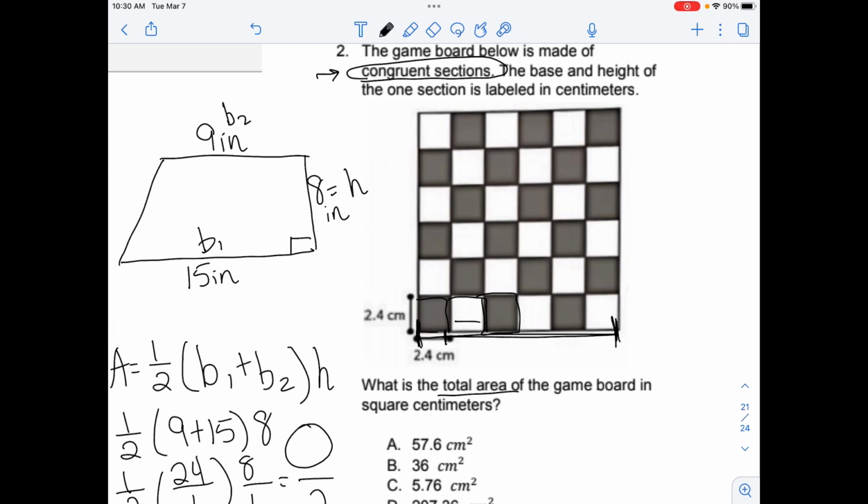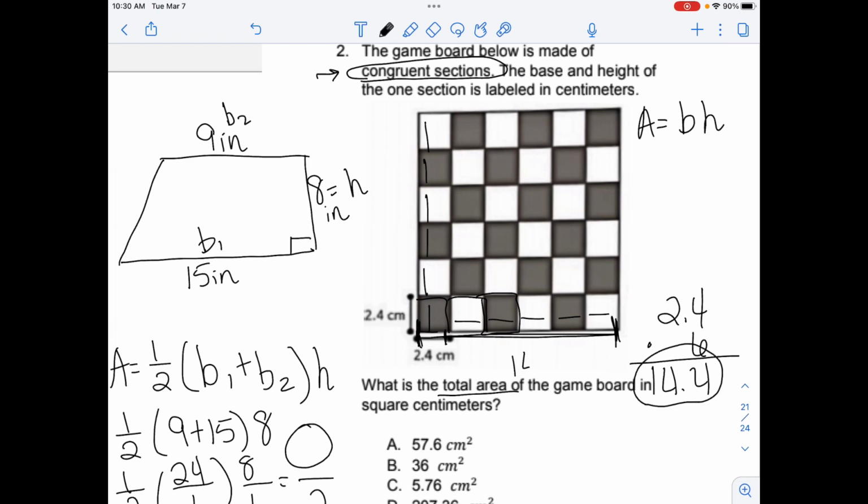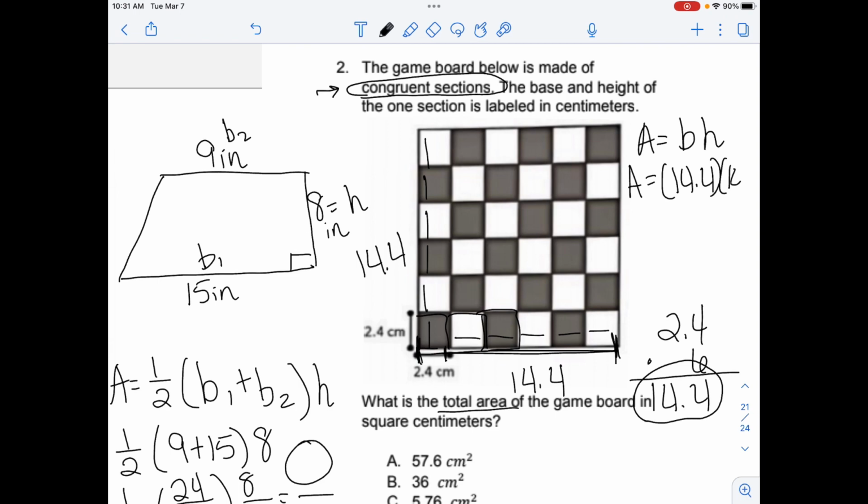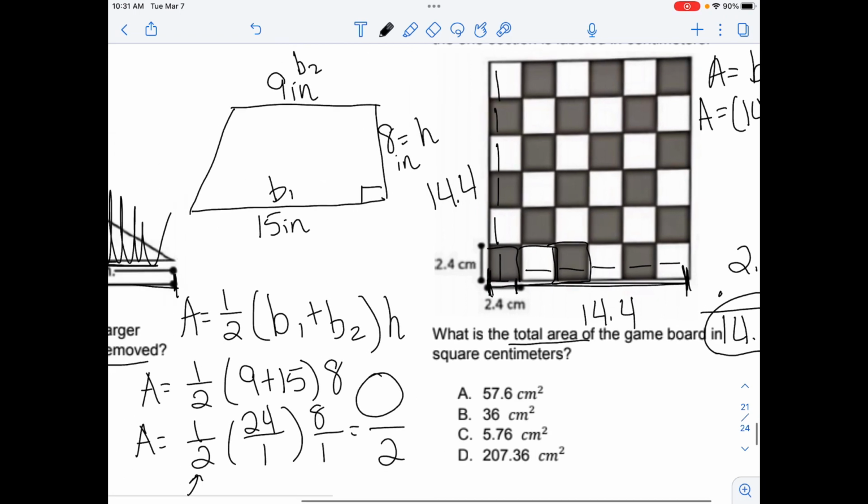So I have 1, 2, 3, 4, 5, 6 squares. And I have 6 squares over here too. So this is going to be a square. So A equals BH. Now I'm going to do 2 4/10 times 6, which gives me 14 4/10. I'm going to plug that in because I have 14 4/10 on each side, which gives me A equals 14.4 times 14.4. Good job.